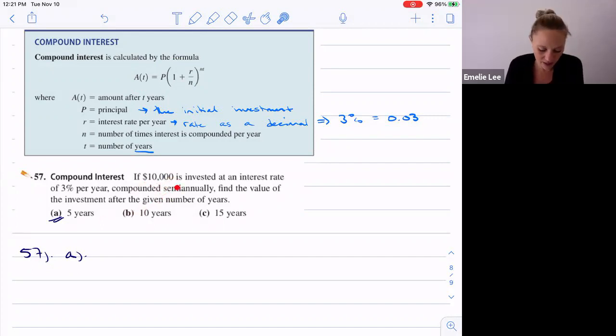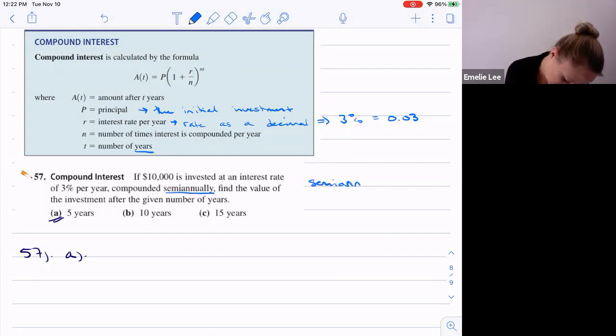It says if $10,000 is invested at an interest rate of 3% per year, compounded semi-annually, so semi-annually means 2 times per year, find the value of the investment after the given number of years. Now, I'm not expecting you to know what semi-annually means. Of course, if you're just working on an assignment, you can just Google it. But for a test, no, I don't expect you to know. Semi-annually is twice per year.